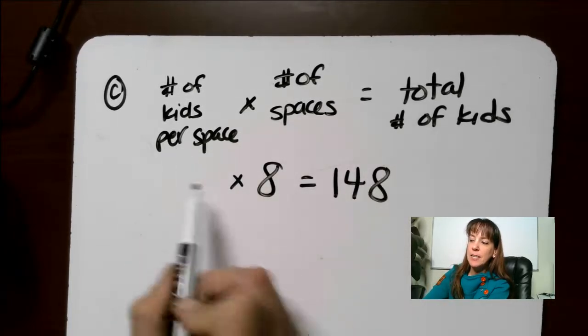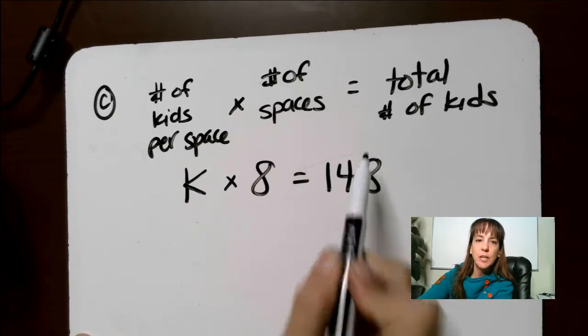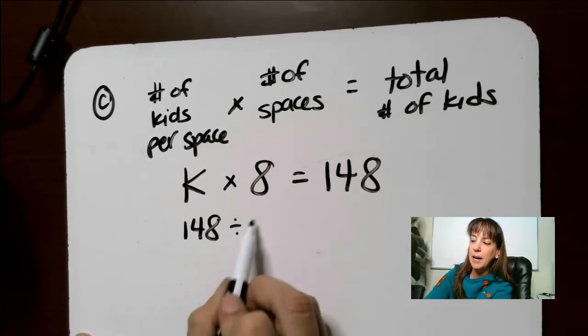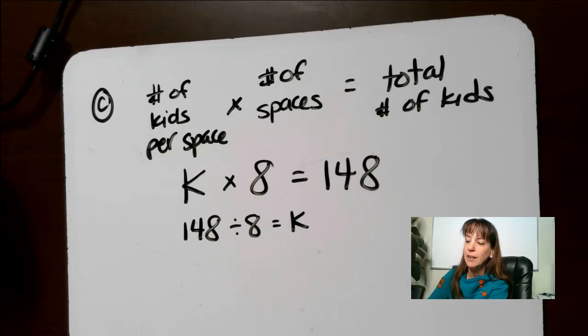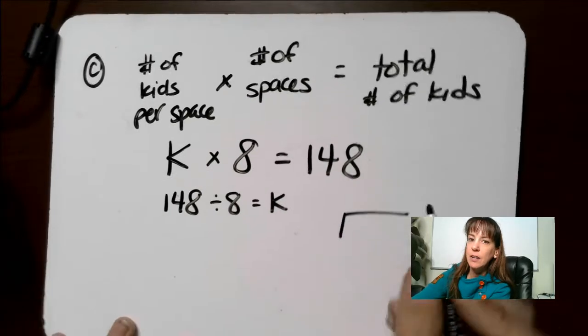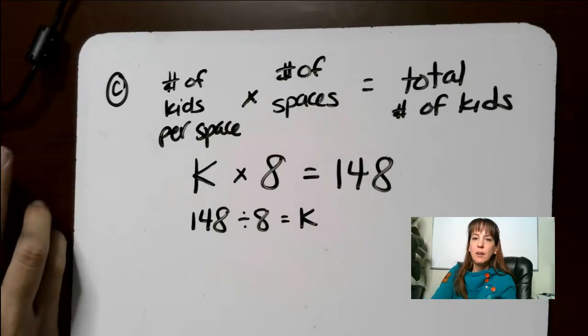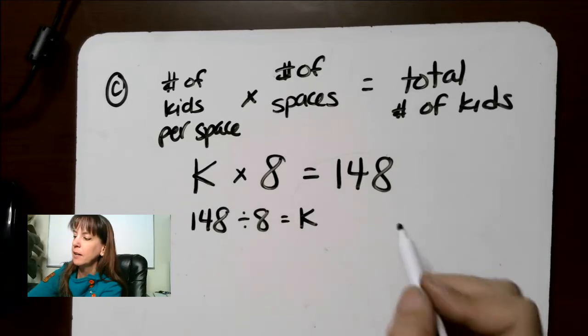What we don't know is the beginning here, okay? We multiply in this direction, we can divide in this direction, so really it's 148 divided by 8 equals number of kids per space, okay? So we do the math here.